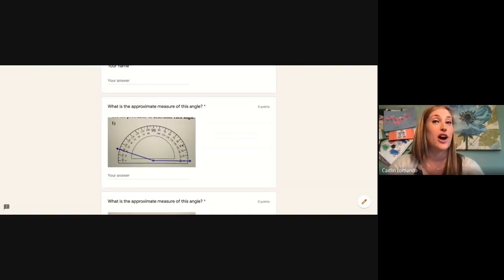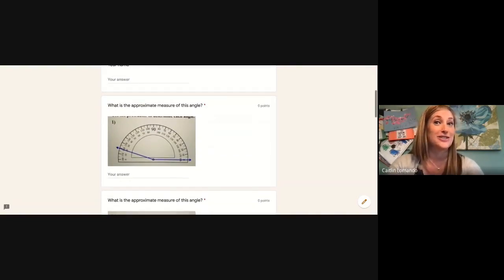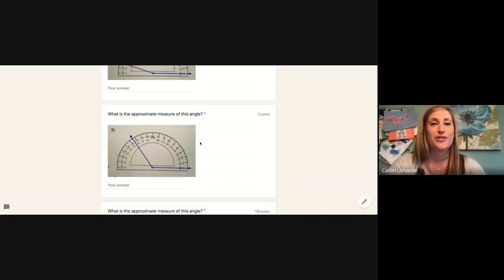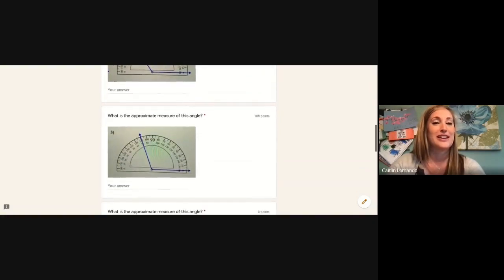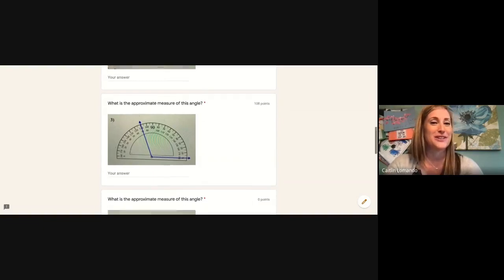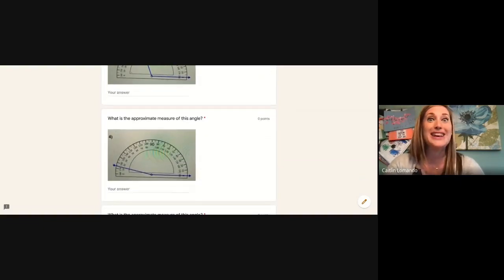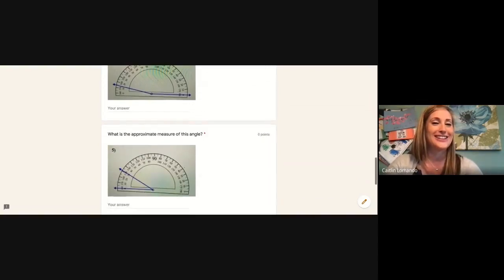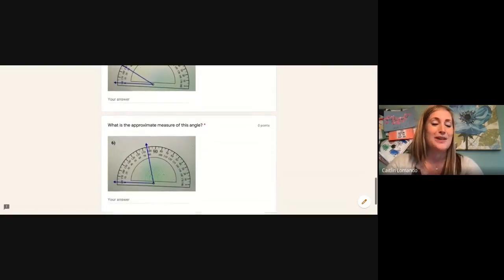So let's look. Number 1 is definitely an obtuse. Your answer should be bigger than 90 degrees. Number 2, definitely an obtuse angle. Your answer should be bigger than 90 degrees. Number 3, another obtuse angle. Your answer should be bigger than 90 degrees. Number 4, another obtuse angle. Your answer should be bigger than 90 degrees. Number 5, that's a cute little angle. Your answer should be less than 90 degrees. And number 6, that's another cute little angle. Your answer should be less than 90 degrees.